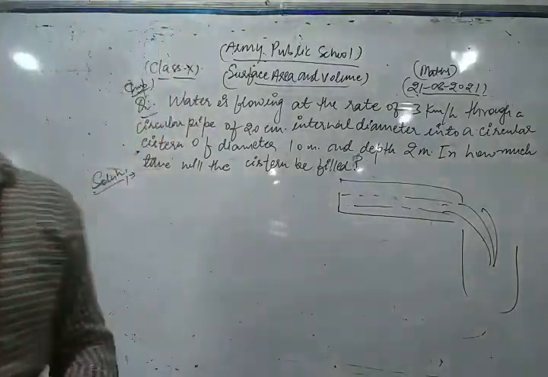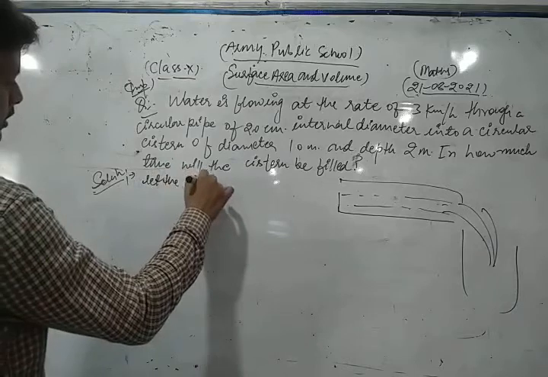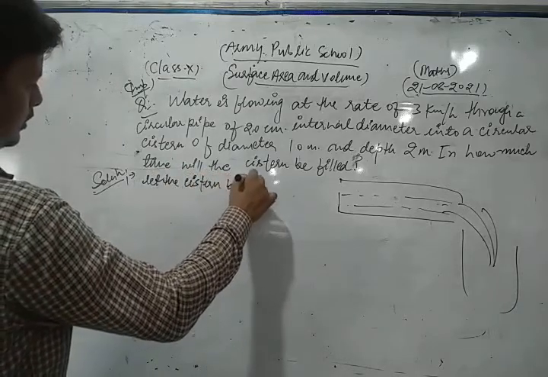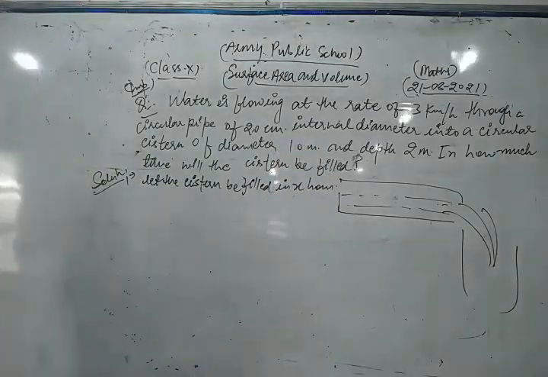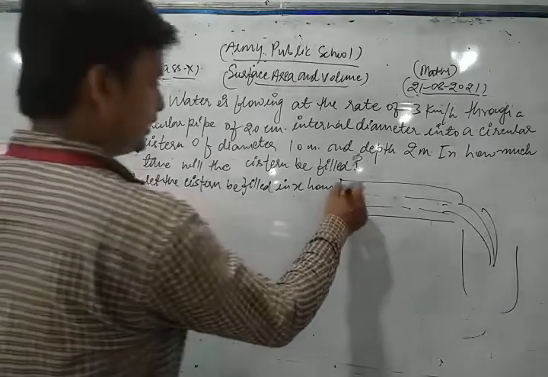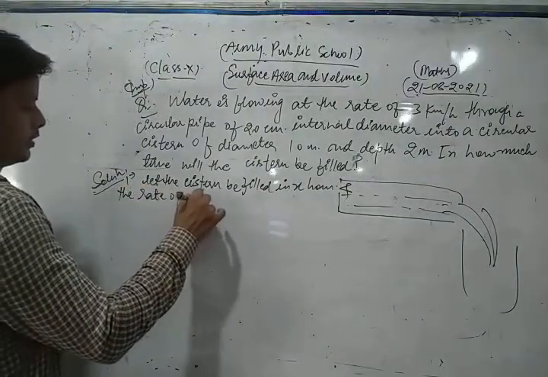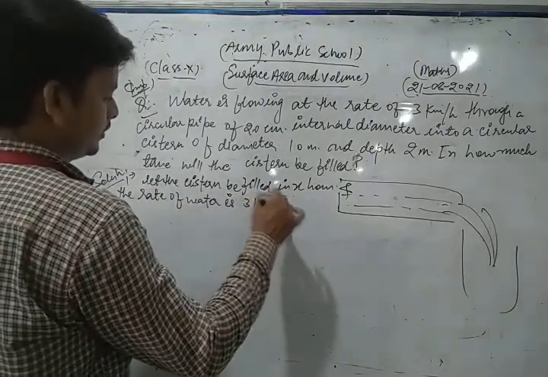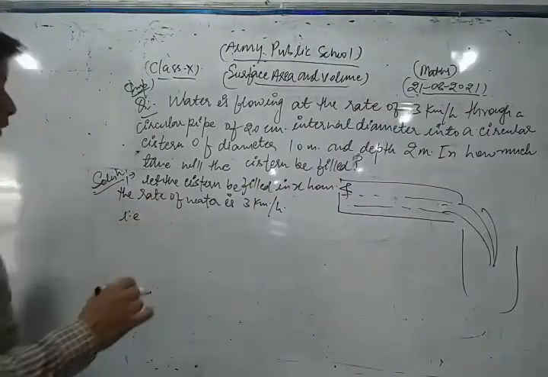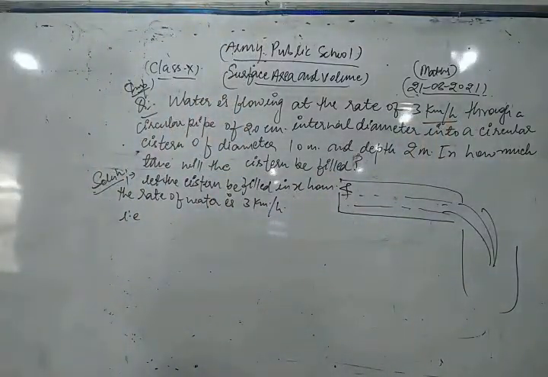We find the time. First of all, let the cistern be filled in x hours. The rate of water is 3 km per hour. Now, thus the length of the water column in x hours.